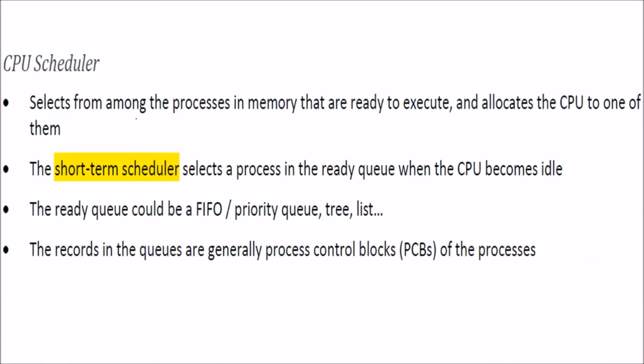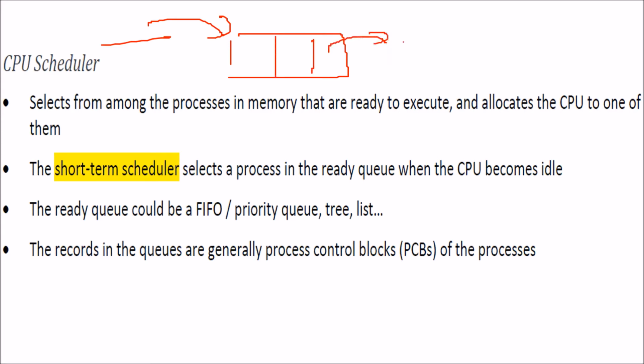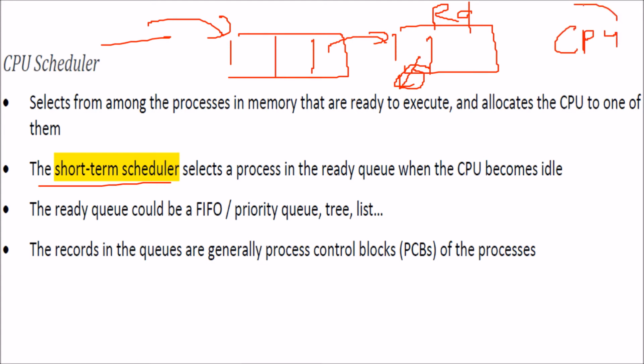So what is a CPU scheduler? As we just said, the process has to be brought into memory first. This is done by the long-term scheduler. Once they are in memory, they are put in the ready queue, and in this ready queue one process has to be selected. This is done by the short-term scheduler. Once this has been done, the process has to be given to the CPU. This is done by the dispatcher.